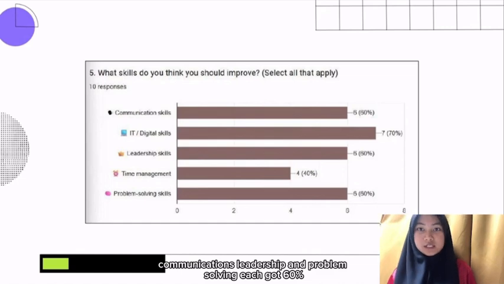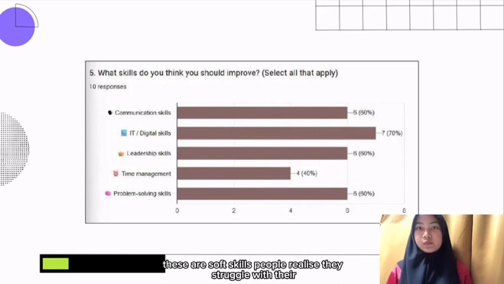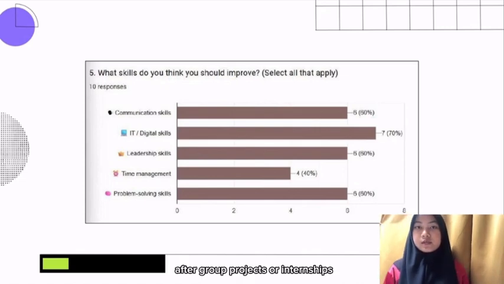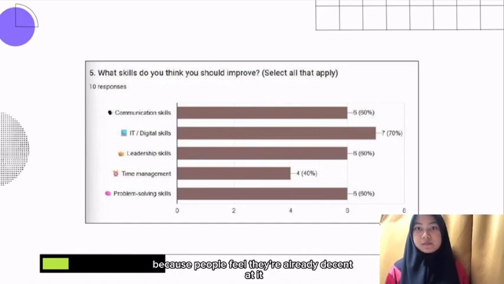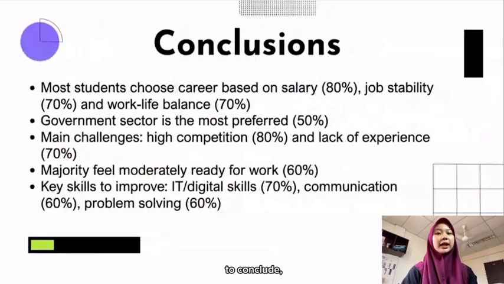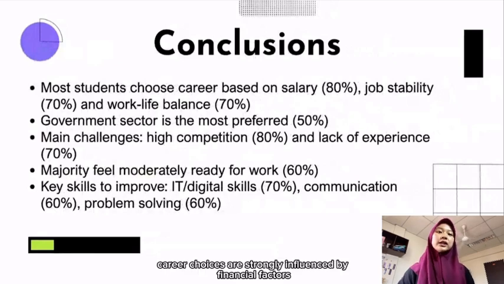Communication, leadership, and problem solving each got 60%. These are soft skills. People realize they struggle with them after group projects or internships. Time management was lowest at 40%, not because it's easy to improve, but because people feel they are already decent at it.